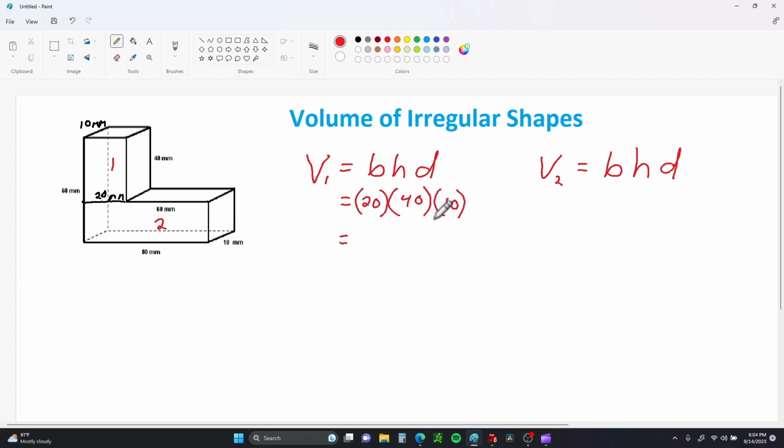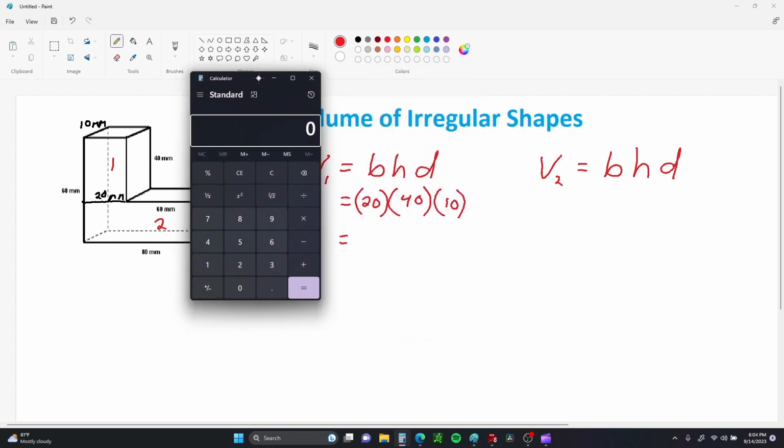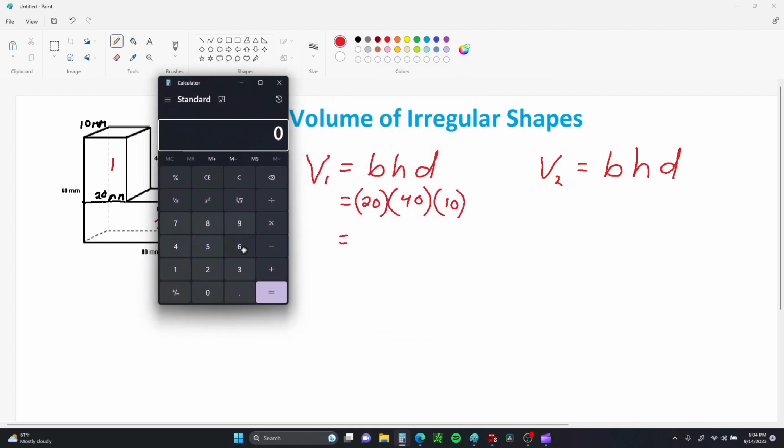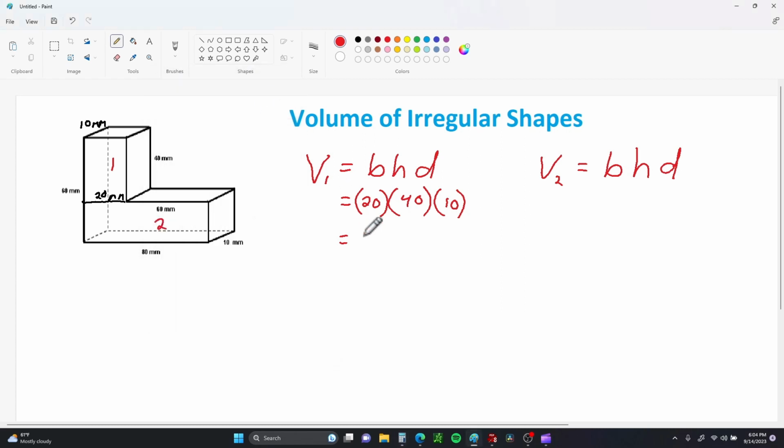So now what I do is I multiply these. If you're doing it by hand, do 2 at a time, 20 times 40. If you're doing it with a calculator, I'm going to do 20 times 40 times 10. So I get 8,000 for the first one. This over here is 8,000. We're not done because if you don't have units, then your answer is not correct. So this is millimeters times millimeters times millimeters. And just like x times x times x is x cubed, this is millimeters cubed. And I just bring down the volume for the first one here.